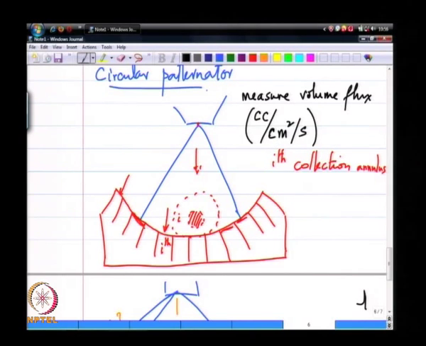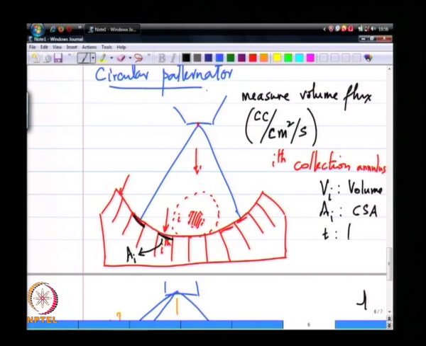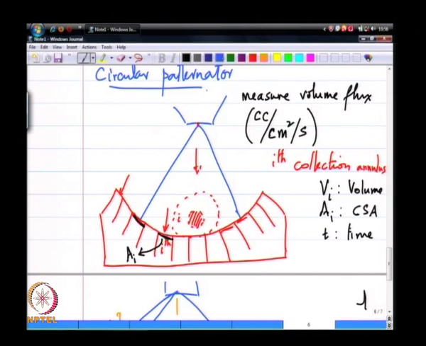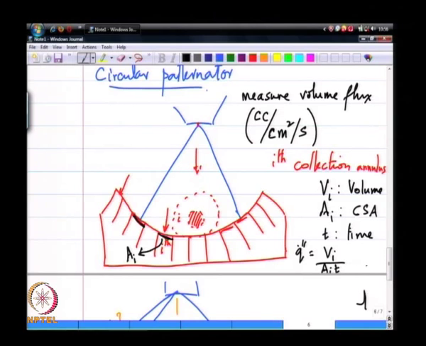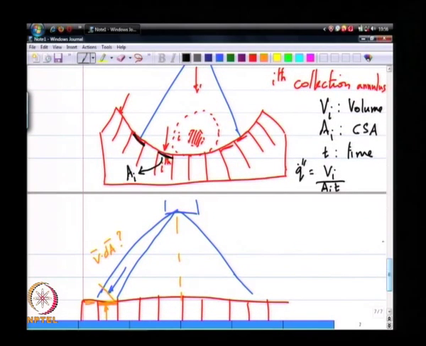Okay. So, if the area of cross section of the ith annulus is Ai, if Vi is the volume collected in the tube, and if t is the time, then the volume flux, called Q dot double prime, is given by Vi divided by Ai t. So, it is in this quantity Ai that the problem arises.